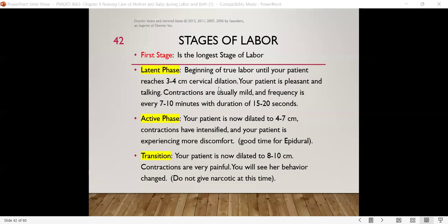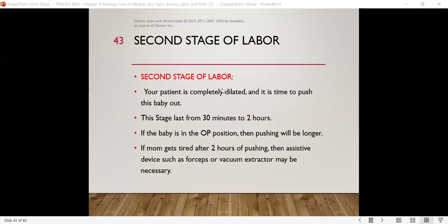Okay, let's go on. So the second stage of labor is when your patient is completely dilated and it's time to push the baby out. Now this stage, like I said, lasts from 30 minutes to 2 hours. And if the baby is in the occipital posterior OP position, then pushing could be longer, okay? Because remember, in OP position, the baby's chin is up in the air, it's not coming down. He's not tucked down really nice. He's going with his chin up. So pushing would be harder and longer.